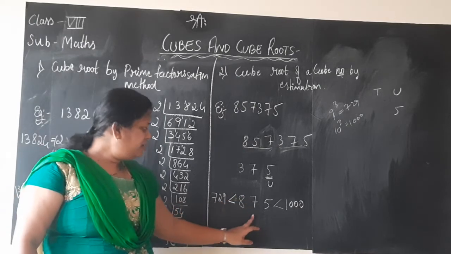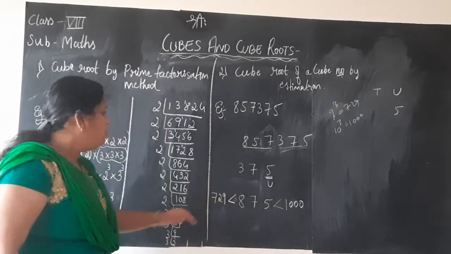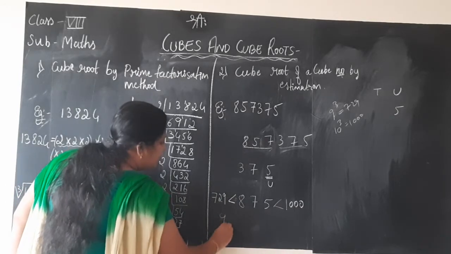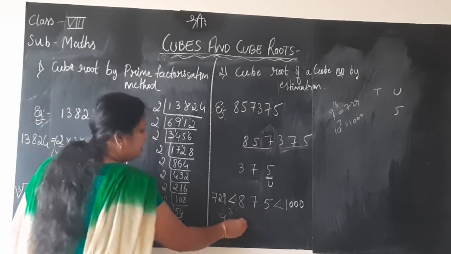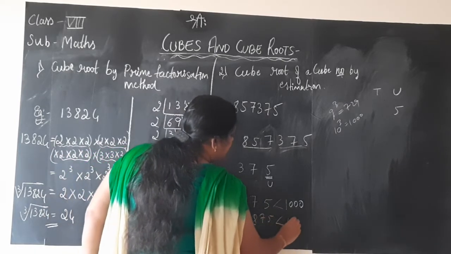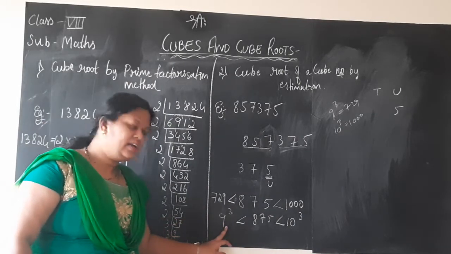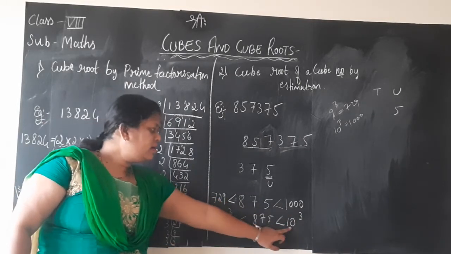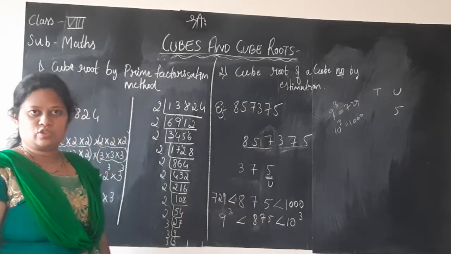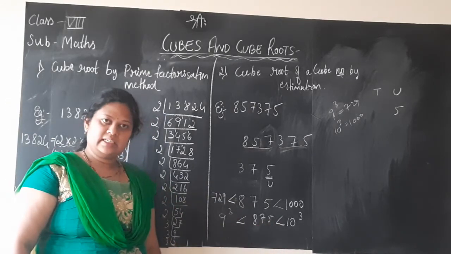So here 875 is between 729 and 1000. What is 729? It is 9 cube, which is less than 875, and 1000 is 10 cube, which is greater. Same numbers I am writing, children. 729 I write as 9 cube, and 1000 as 10 cube. That's all. So you should find out the cube numbers like this.